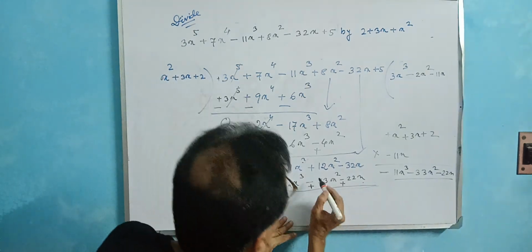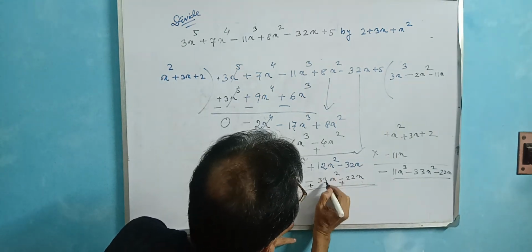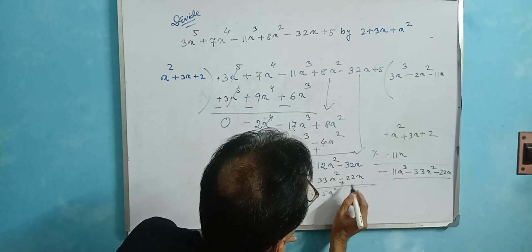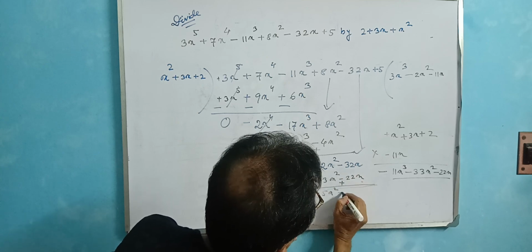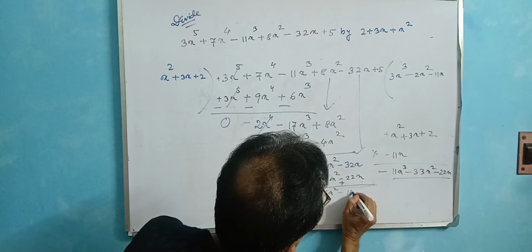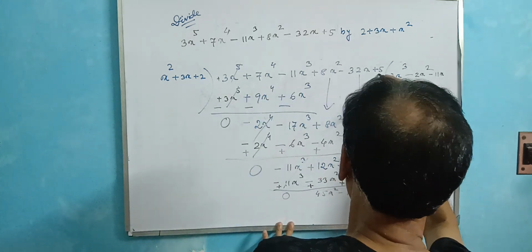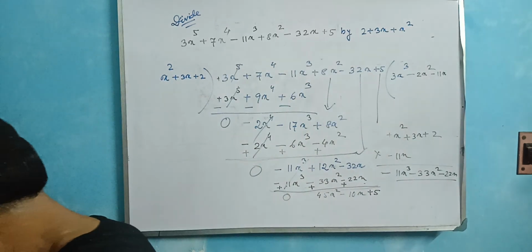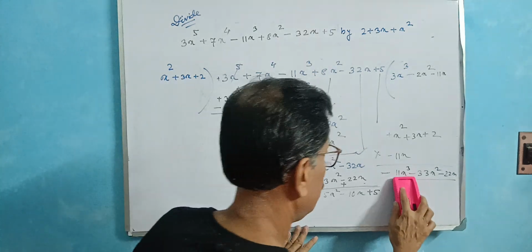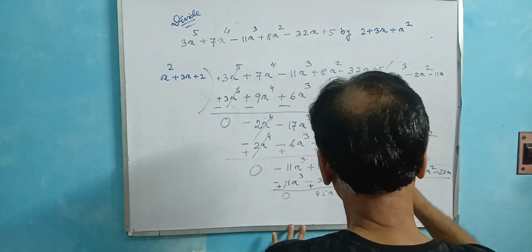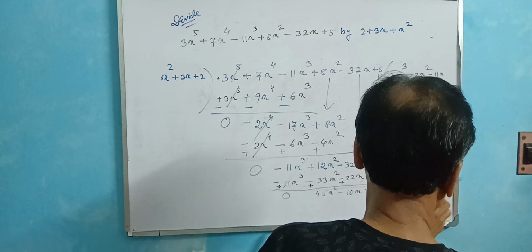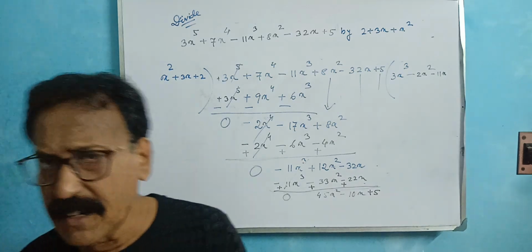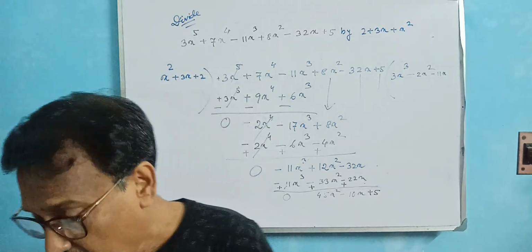Clear? Same sign, addition, so 12 plus 33 is 45x square. And this is opposite sign, so this is minus, this is greater, minus 22, so minus 10x, and what is the last? Plus 5. So here is plus 5. Okay, target is fulfilled. Wipe this off. If there is a remainder, it will stay. If there is a remainder, okay, the remainder will stay, it is okay.